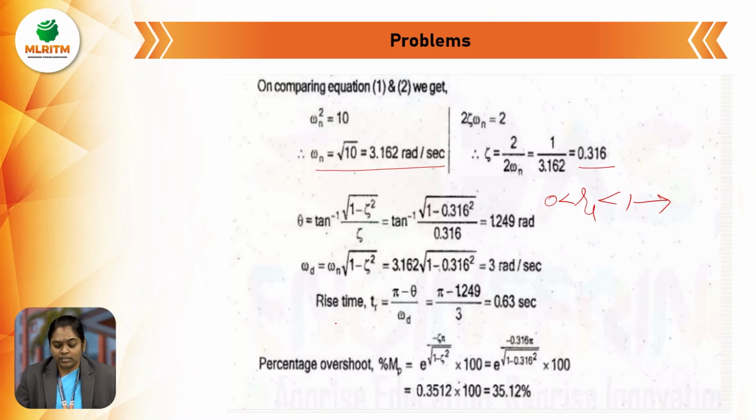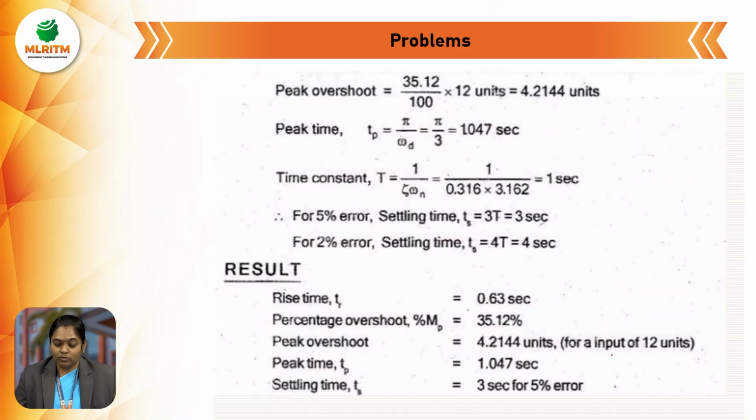Already we have discussed the rise time formula, which is pi minus theta by omega d, where theta is tan inverse of root over 1 minus zeta square by zeta. If you substitute those values, we get the rise time as 0.63 second. Similarly, we have the maximum peak overshoot percentage. Substituting those zeta values as well as the exponential values, I got that as 35.12.